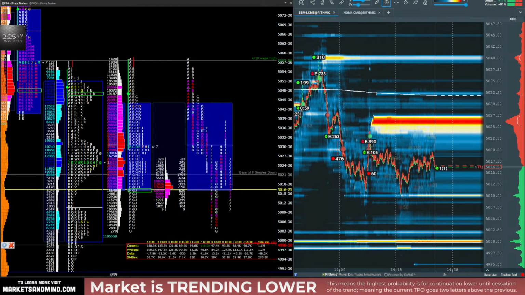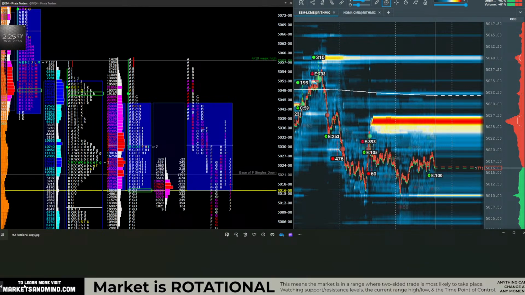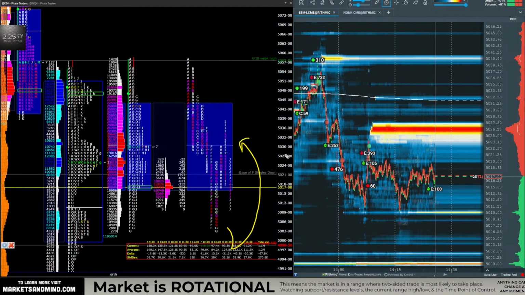By the way, the banner's totally wrong. That's from earlier. Can't short to it because we're rotational. But once we get down there, a little gap fill could come right back up in probably the last hour of the day.